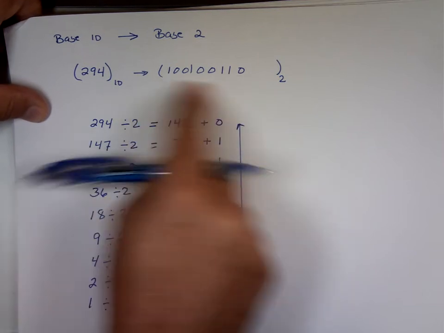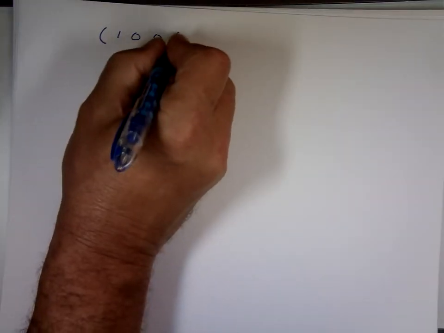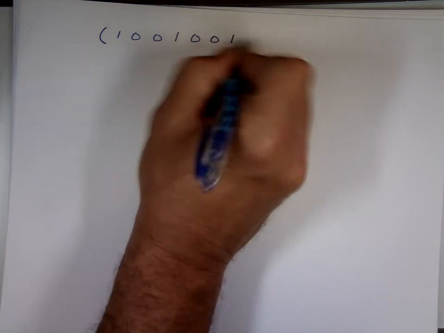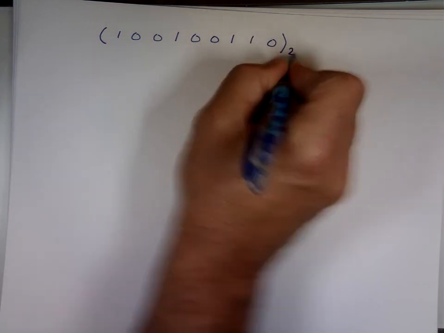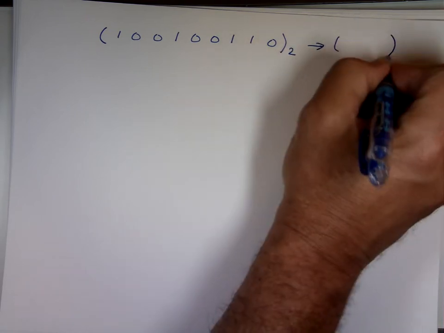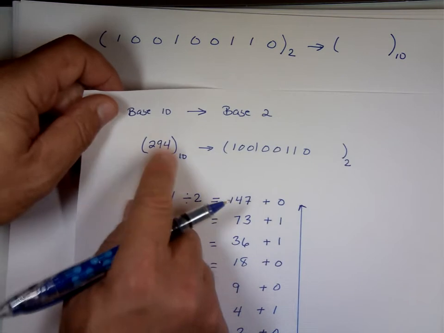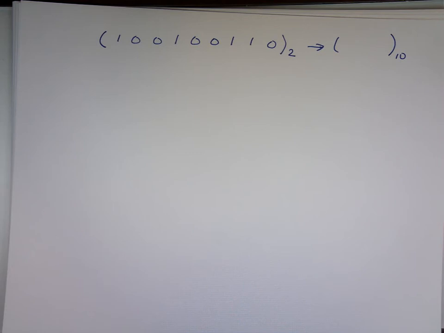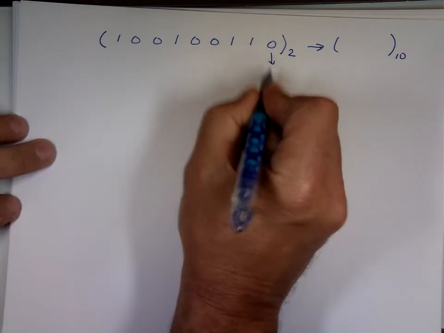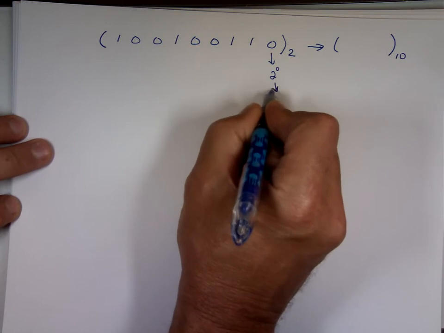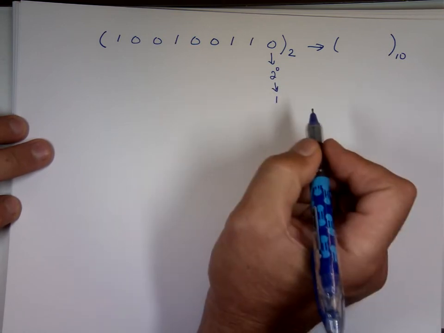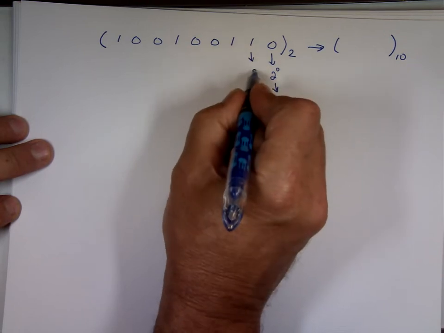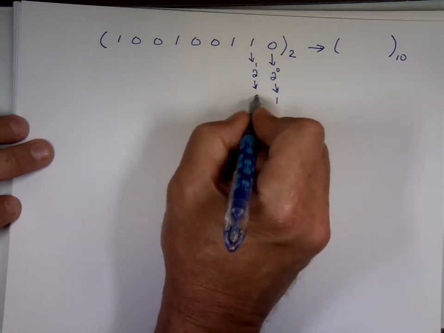Well, this is the same thing. If we take that number, we know the weight of each one. Let me write that number down: 100100110. That's the number. I want to change it to base 10 to see if it's really equal to 294. Again, the weight of this location is 2 to the 0, which is what? 1. The weight of this location is 2 to the 1, which is 2.